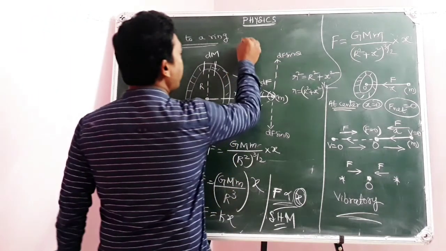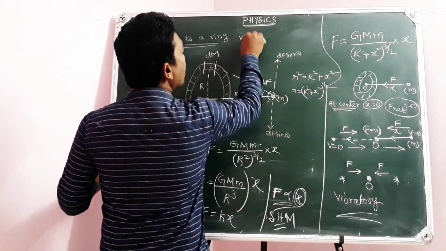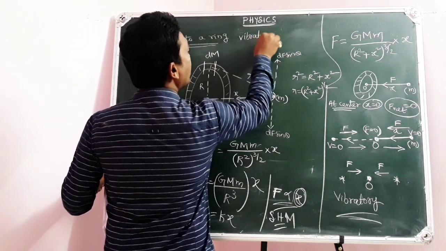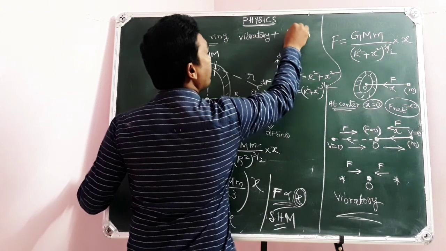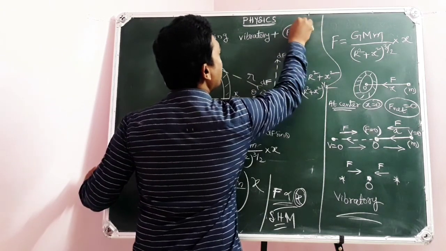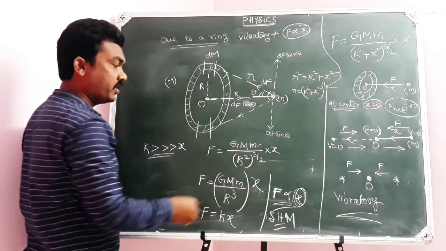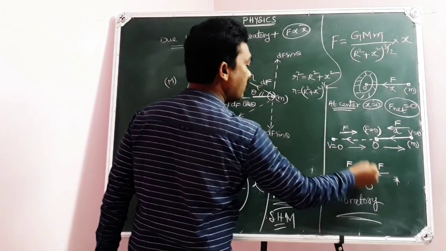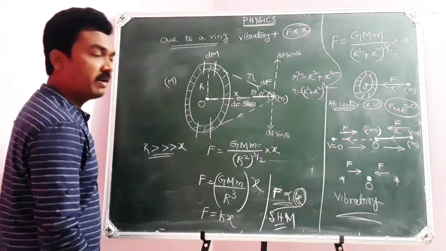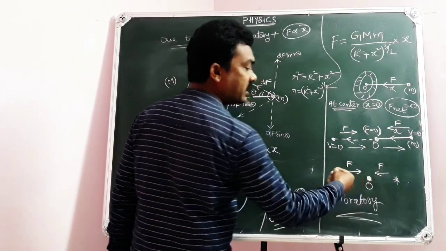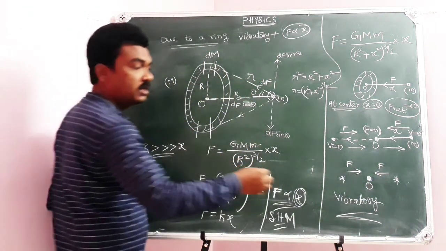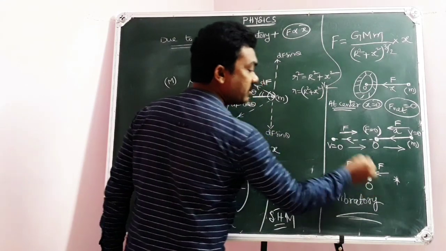A vibratory motion will be treated as a simple harmonic motion when the force acting on the particle varies directly proportional to the distance from the fixed point. The fixed point is O, which is called the mean position. In vibratory motion, the fixed point about which your particle is executing to and fro motion, we call it the mean position.